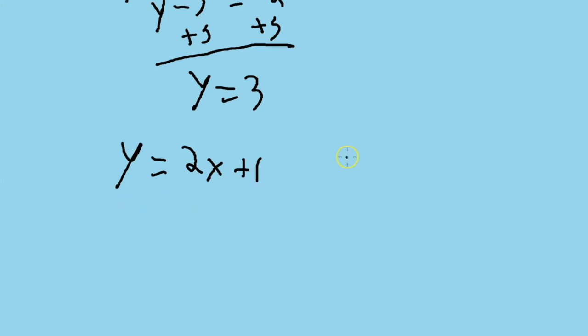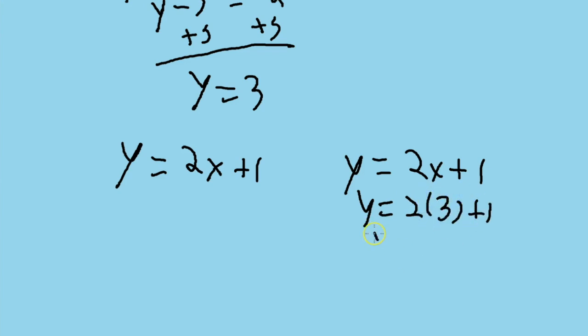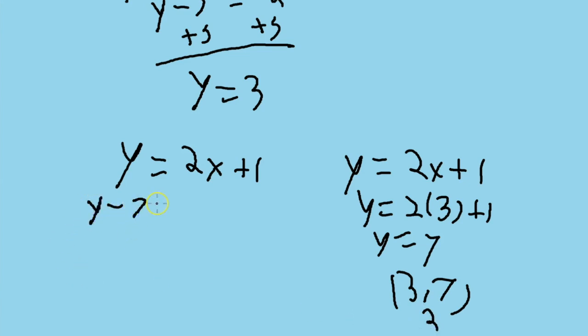So what we first have to do is find another point, which will be relatively easy. Plug in maybe, I don't know, 3. Y equals 7. So now we have a point, (3, 7). And we also know that the slope is 2, so we can just plug it into the equation. Y minus 7 equals 2 times x minus 3. Simple enough.